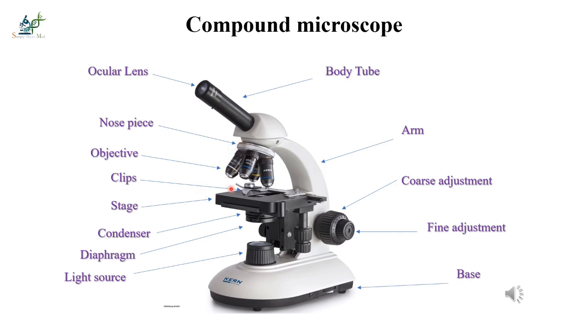This is the stage, and this is the clip. This is the condenser, diaphragm, light source, coarse adjustment, fine adjustment, and base. And these are the parts of a compound microscope. We will go into detail about that.